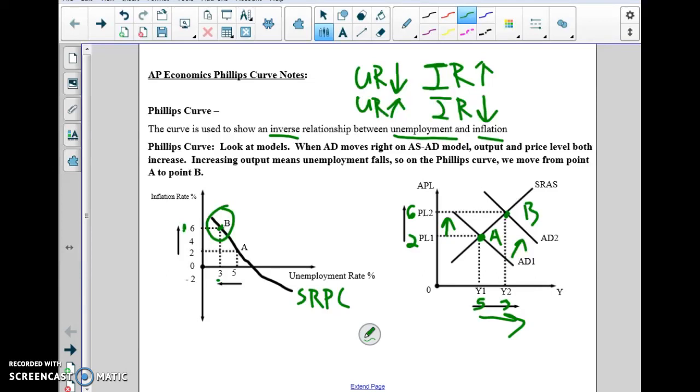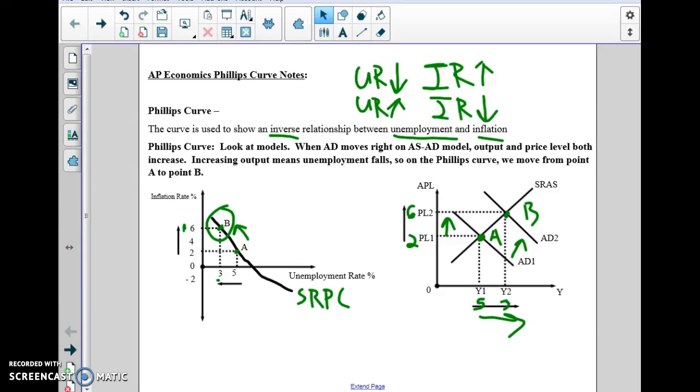So AD moves to the right, it's going to cause higher inflation and lower unemployment, which means that our point of operation on our Phillips curve is actually going to move to demonstrate that. So you can see it's kind of an easy thing to remember. If the AD curve moves, the point of operation on the Phillips curve would move in the opposite direction. AD moved right, the point of operation there moved left.